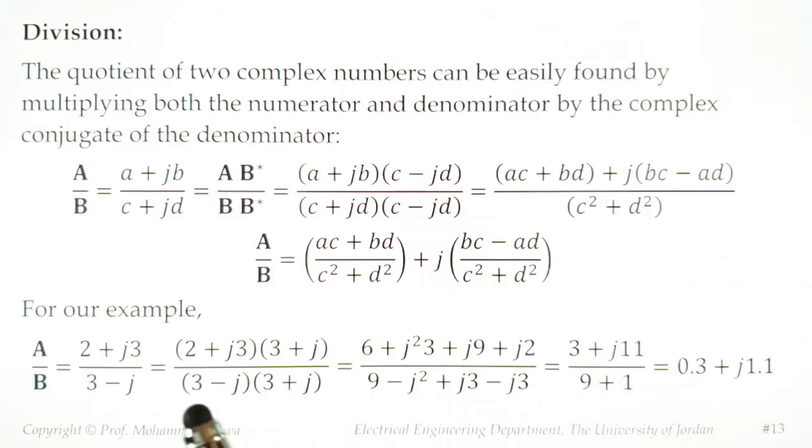However, if you multiply j by 3 minus j by 3, those two terms will cancel out. You don't get any imaginary part. However, for the numerator, we're going to multiply 2 by 3 equals 6. And then you're going to multiply j by j3. That's j squared 3, which is actually minus 3. And then you're going to multiply j3 by 3. That's j9. j multiplied by 2, you're going to get j2. And then add up 6 minus 3, you're going to get 3. j9 plus j2, you get j11.